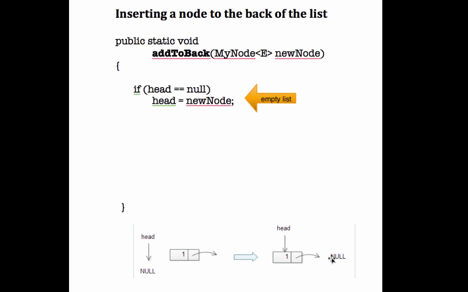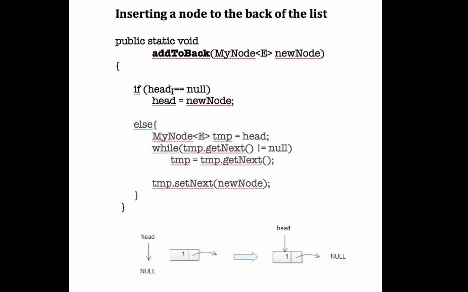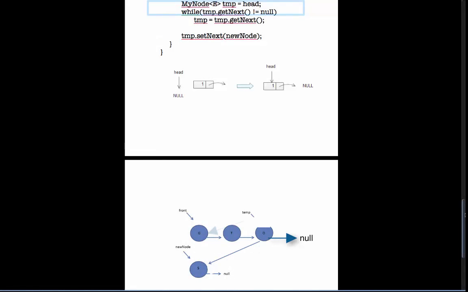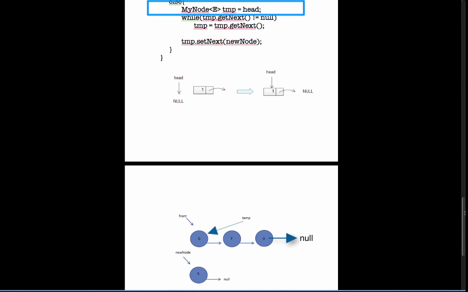A very simple case. Now, if head is not null, it means that head refers to a node, which means there is at least one node on the list. The list is not empty. So we're going to do the else part. And in the else part, we create an external reference, which in this case we call temp. And temp starts at the very beginning of the list. So temp has the same value of head or front.